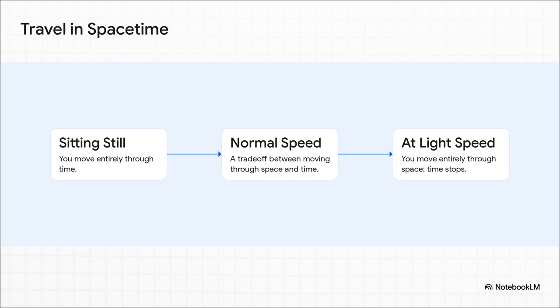And this is just a brilliant way to think about the trade-off. If you're sitting perfectly still, you're actually traveling 100% through the time dimension. But the faster you move through space, the slower you have to move through time. It's a trade-off. So if you could somehow hit the speed of light, you'd be moving 100% through space, and for you, time would effectively just stop.